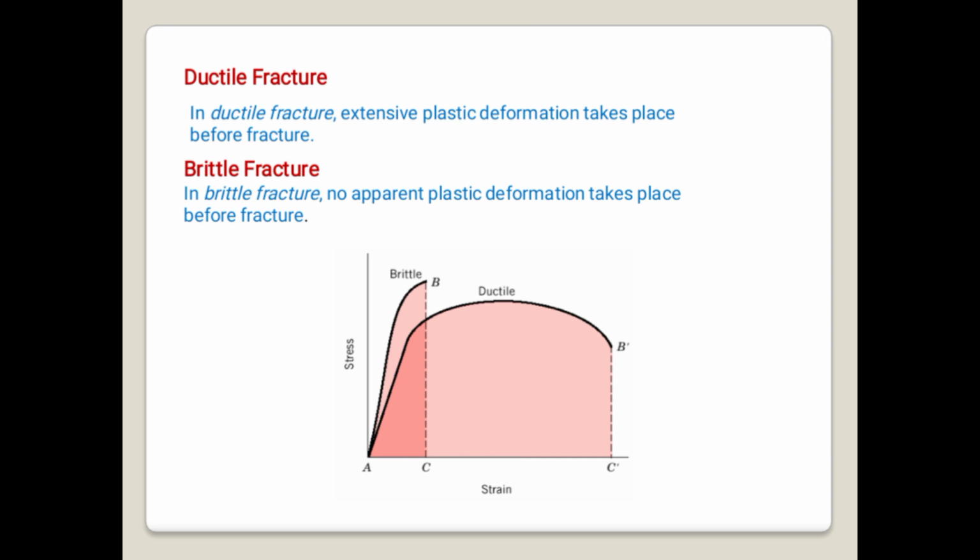ductile fracture. In ductile fracture, extensive plastic deformation takes place before fracture. In brittle fracture, no apparent plastic deformation takes place before fracture. The diagram shows the stress and strain involved in the ductile as well as the brittle fracture.